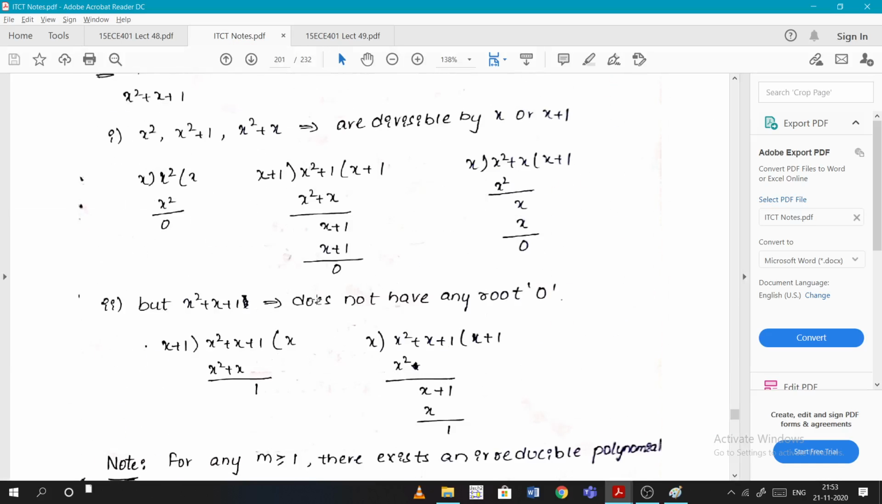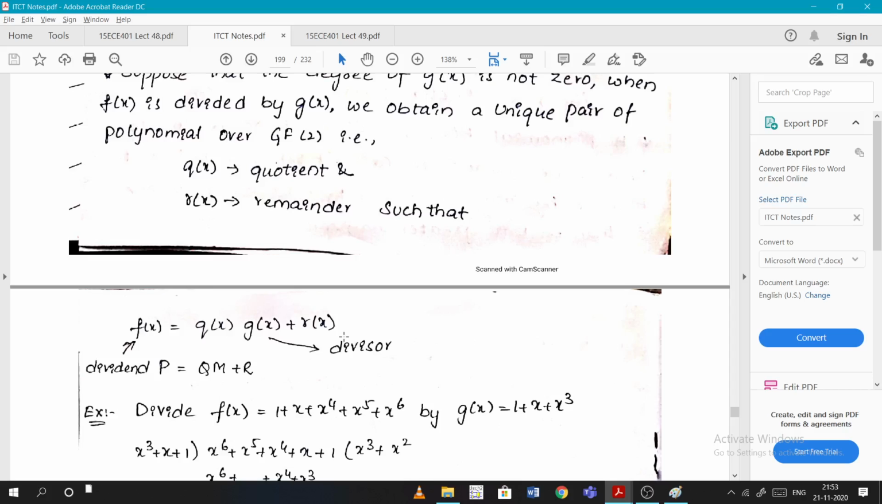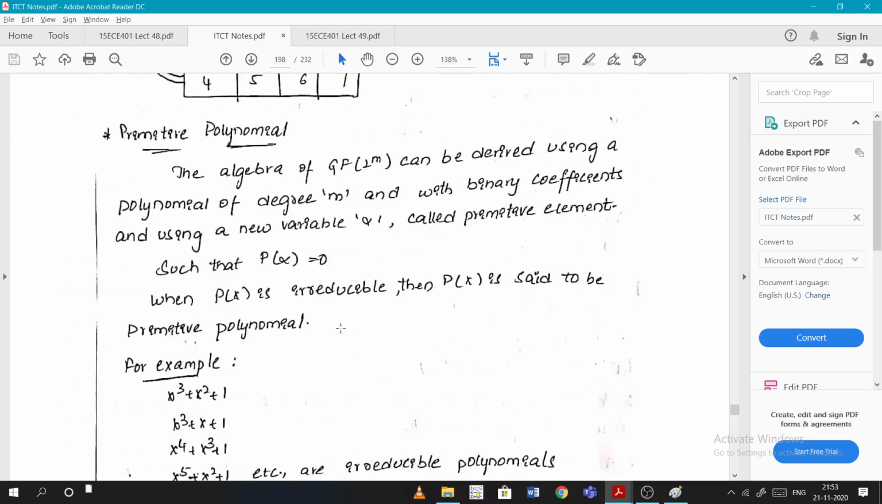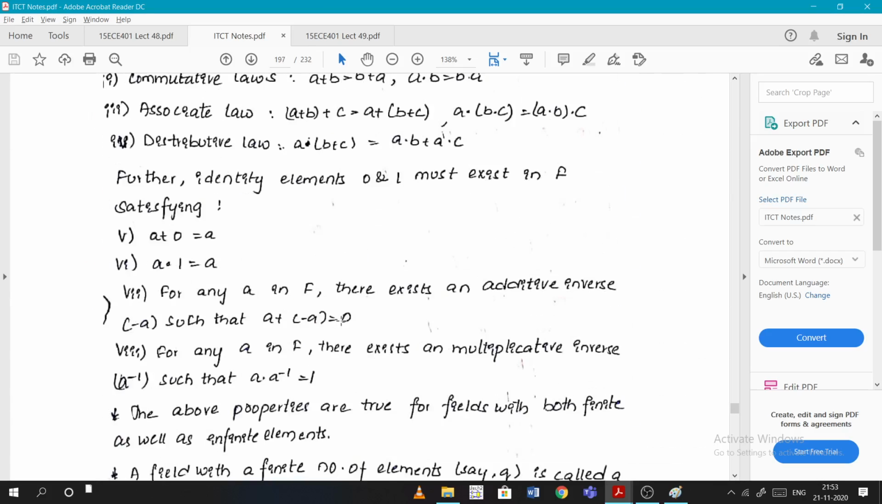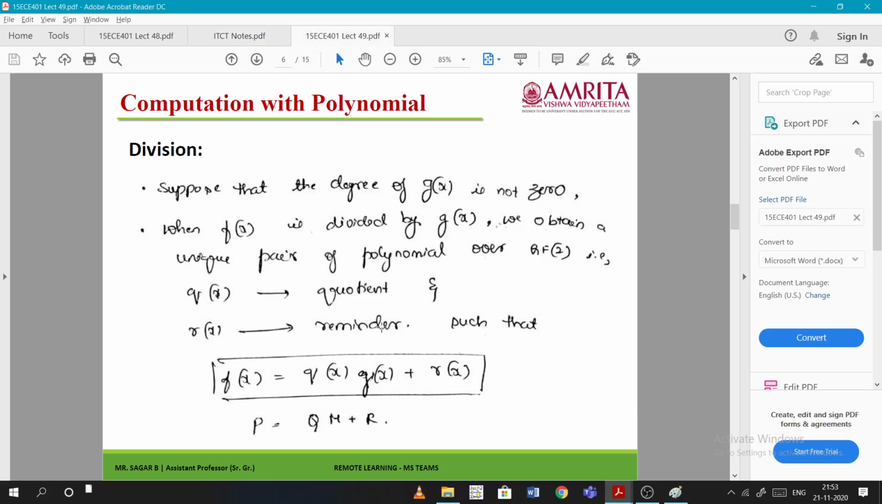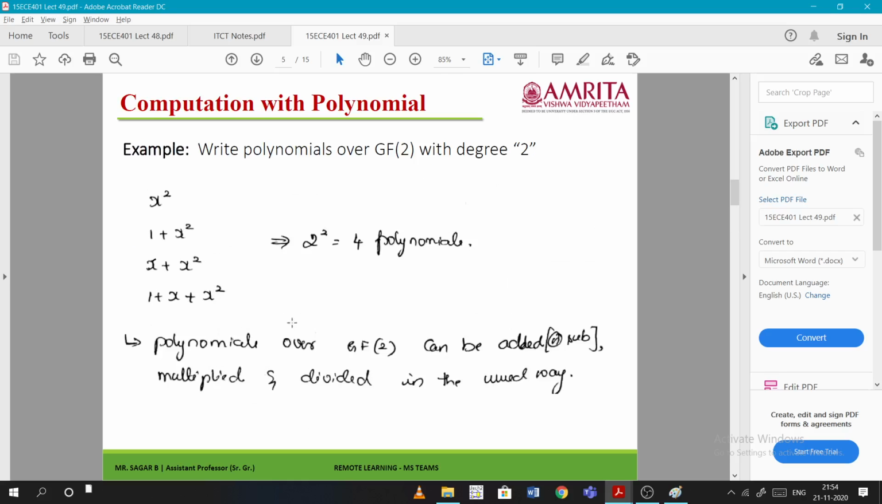For a Galois field of 2 with a degree of m, if you want to write the polynomials over it, for example with degree 2, the formula for how many polynomials we get is 2 power the degree, that is 4, right?